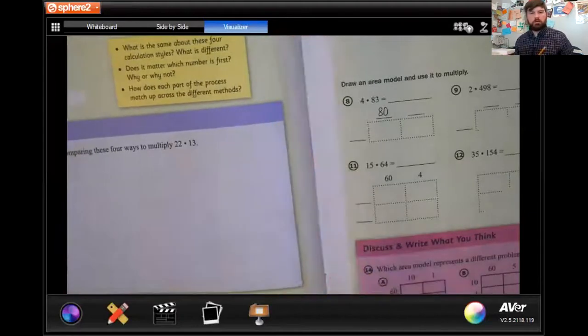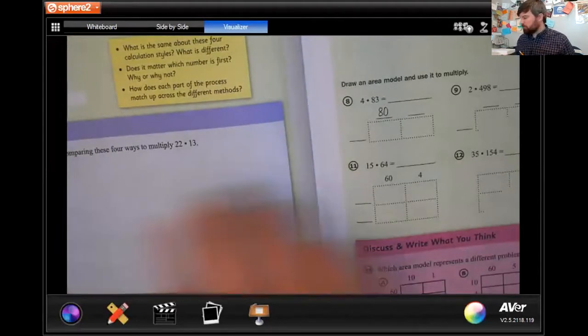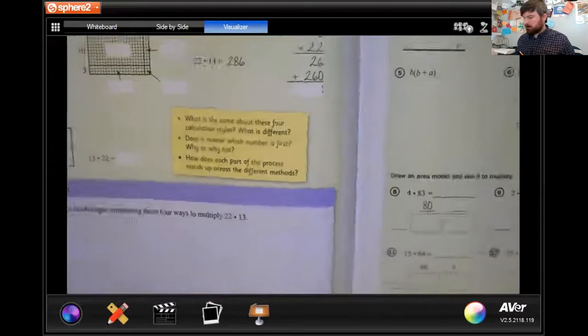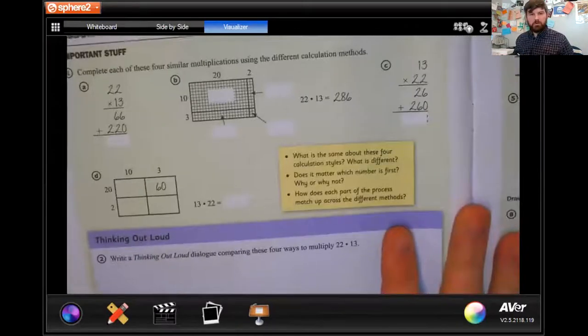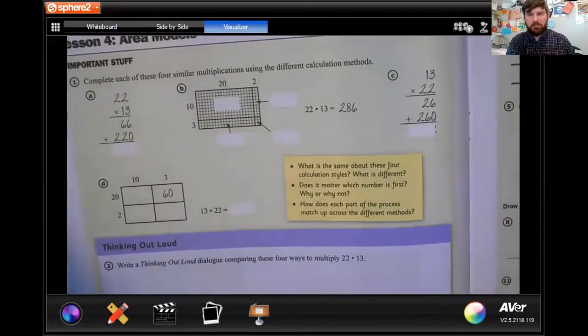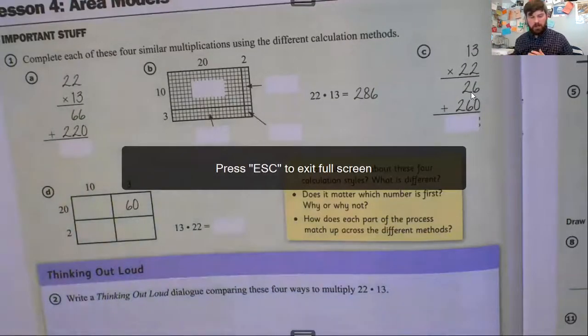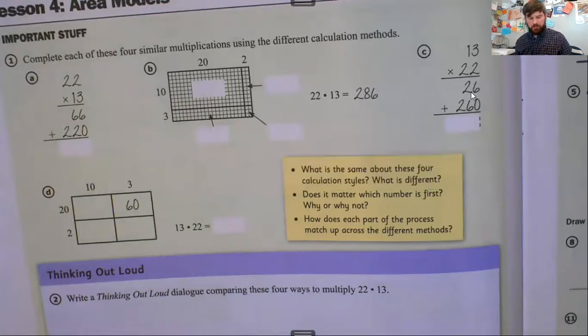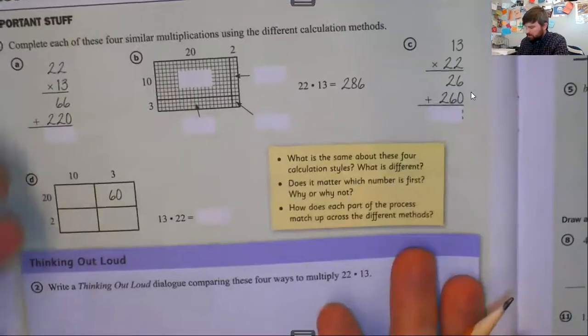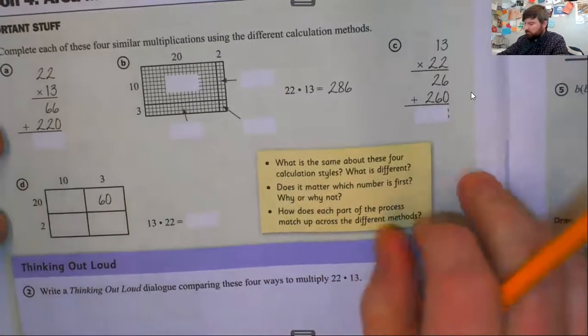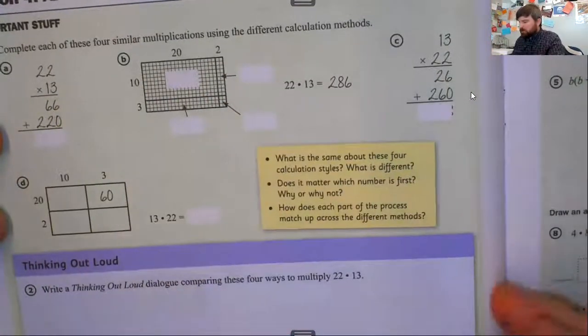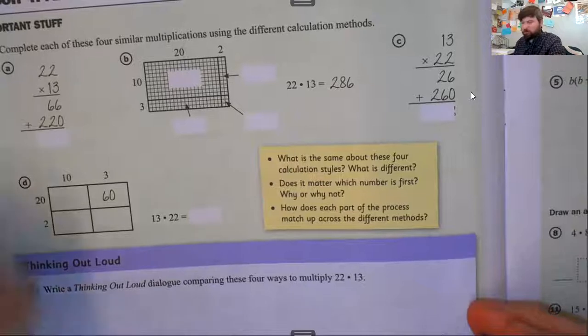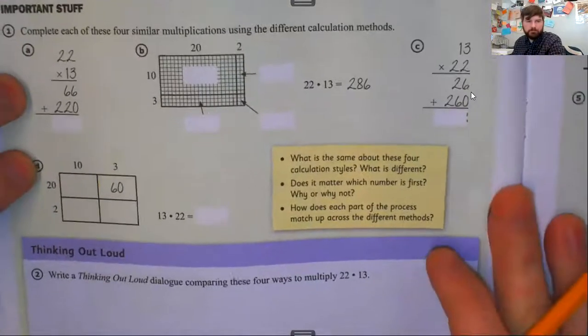Okay, so we talked a little bit last time when we were doing multiplication about area models. So we're going to look at area models in lesson 4 and further explore how those could help us do algebra. Here on page 16, we're going to explore 4 different ways of multiplying.